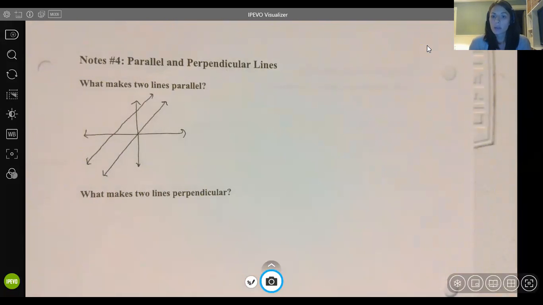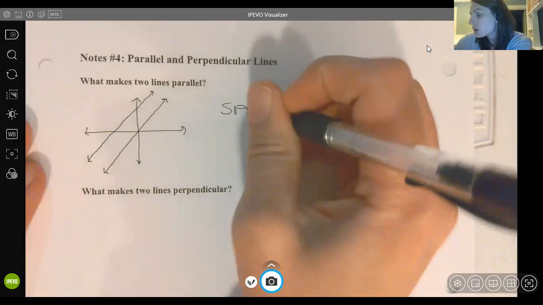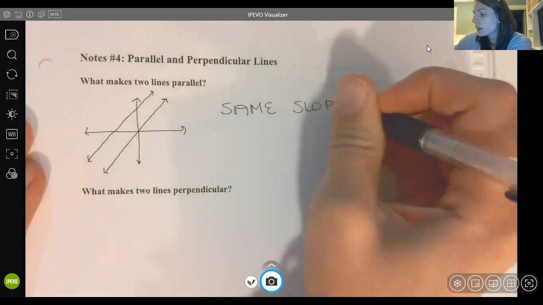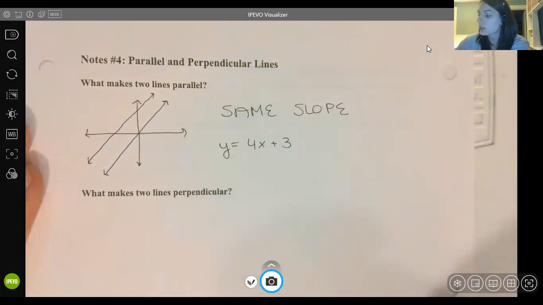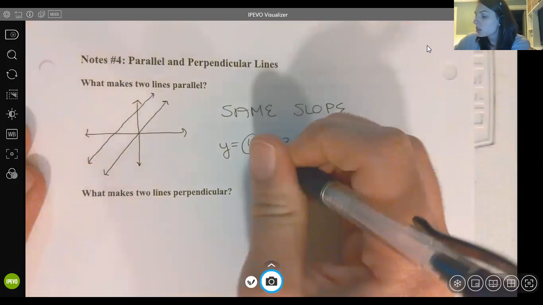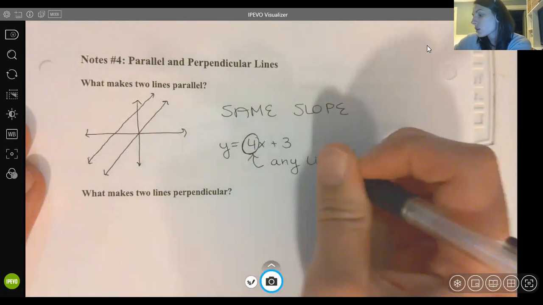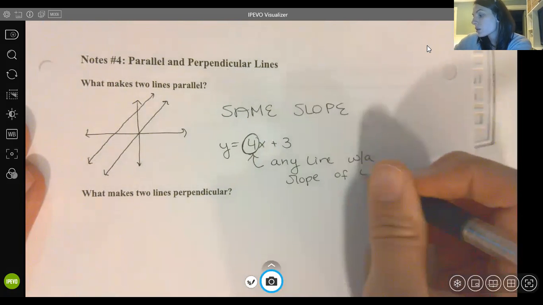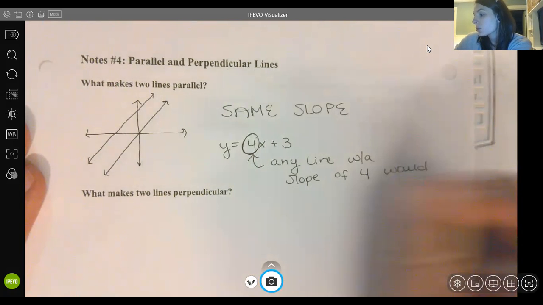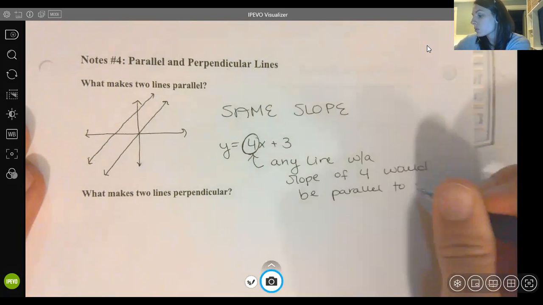Now, what we know about parallel lines is that they have the same slope. So if I'm given a line, y equals 4x plus 3, so there's just a line, my slope here is 4. So any line with a slope of 4 would be parallel to this line.